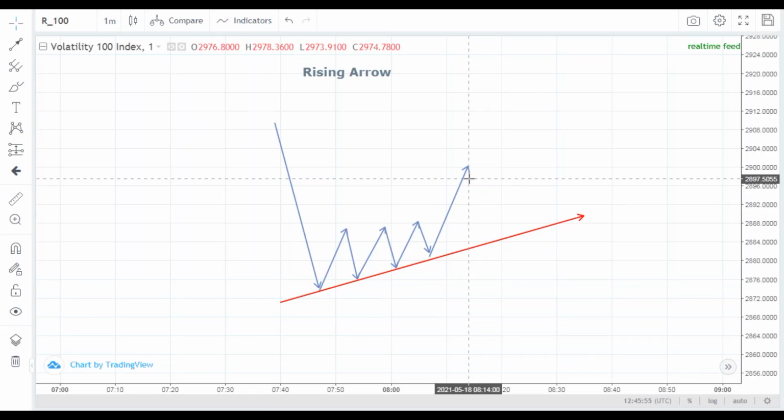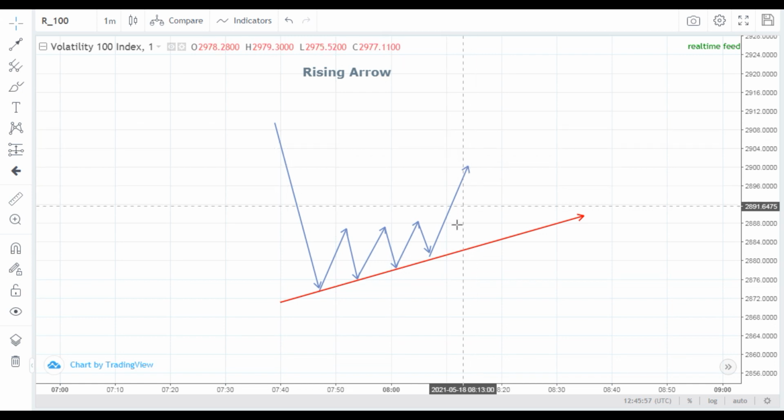And what did I say? If price comes all the way back and it doesn't respect the line that you have drawn, the rising arrow, and it breaks it, what do you have to do? You just have to get out of the trade immediately. Okay, you see, trading is a game of possibilities, as I said.